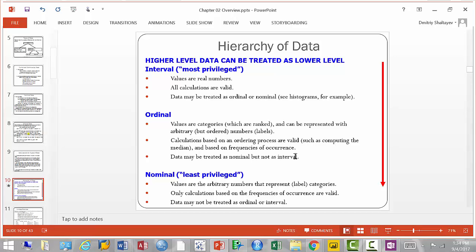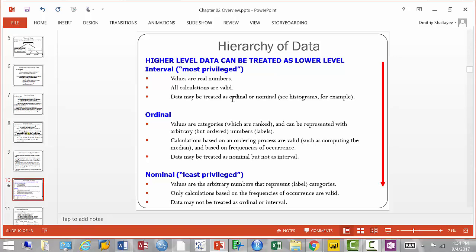Ordinal data. Values are categories, but they are ordered. No calculations are allowed except what? The only thing that I can compute about ordinal data is, starts with M, ends with edian, median. I can compute the median. We just did that. Ordinal data can be treated as nominal, but cannot be treated as interval. I cannot treat them as numbers.